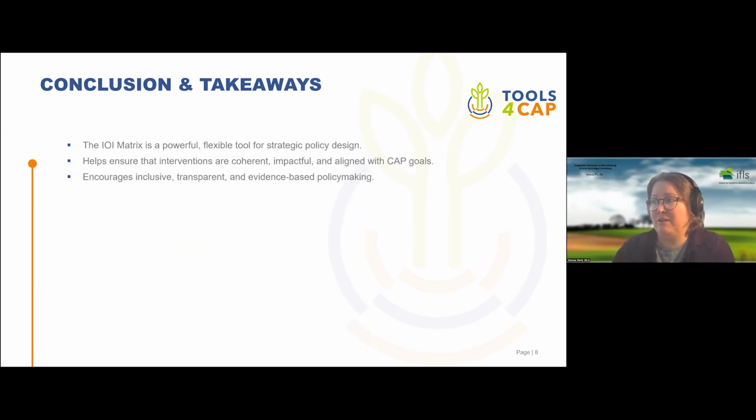What do we conclude and what are our takeaways? The IOI matrix is a powerful and flexible tool for strategic policy design. It helps to ensure that interventions are coherent, impactful, and in line with CAP goals, and it encourages inclusive, transparent, and evidence-based policy making. And I think it also has good synergies with the intervention logic and the application in the decision-making process.